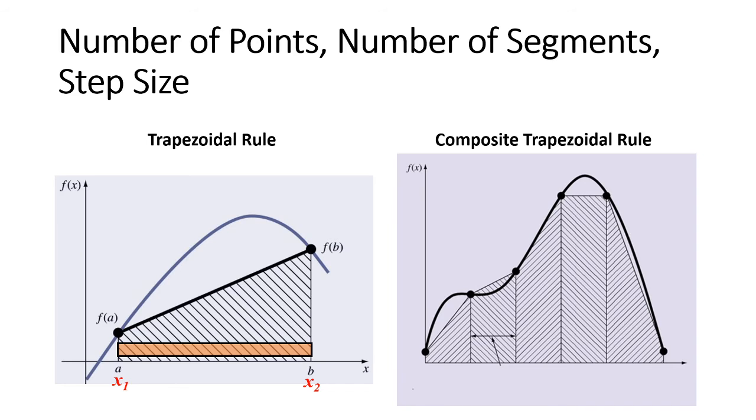Okay, and the step size will be the width of a single segment. So in this case, I have only one segment, so the step size will be the width of the entire segment. So this is trapezoidal rule.